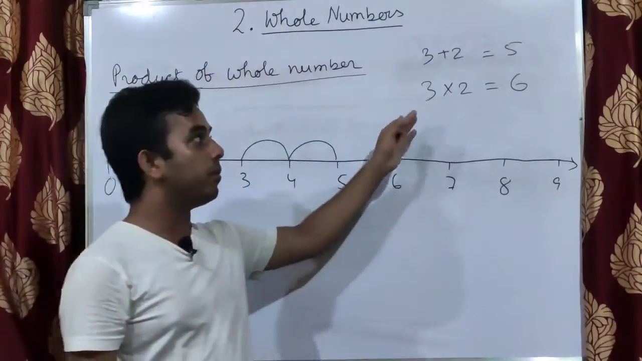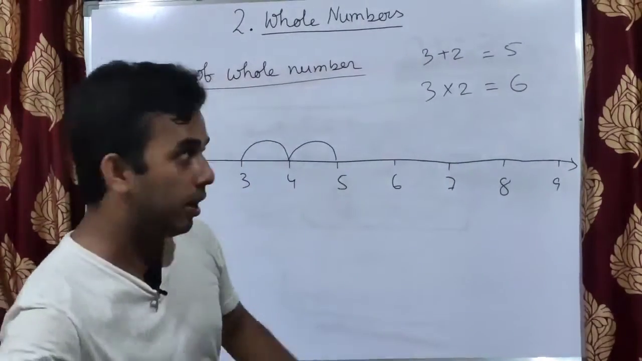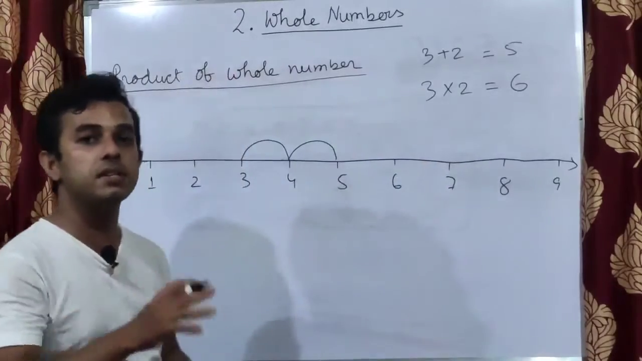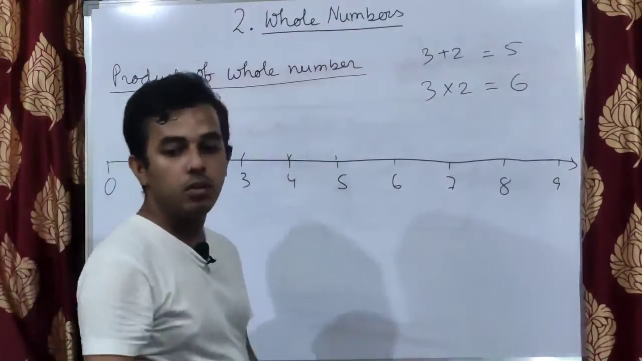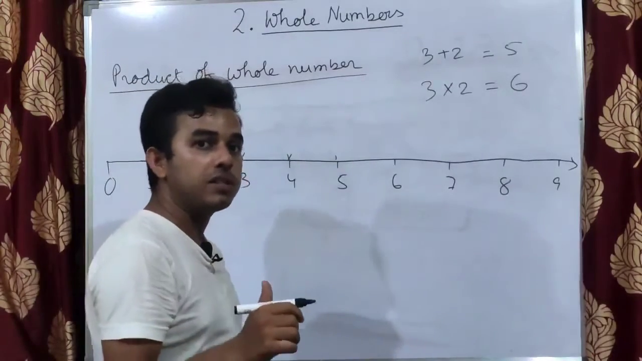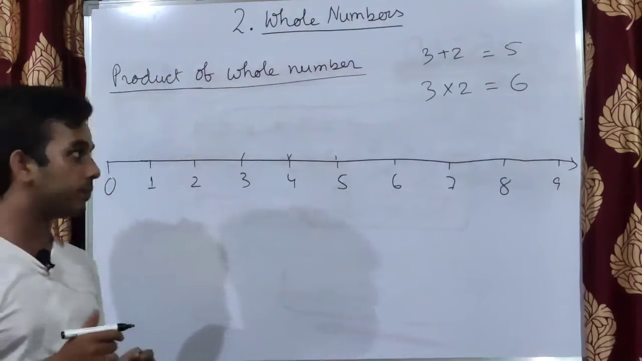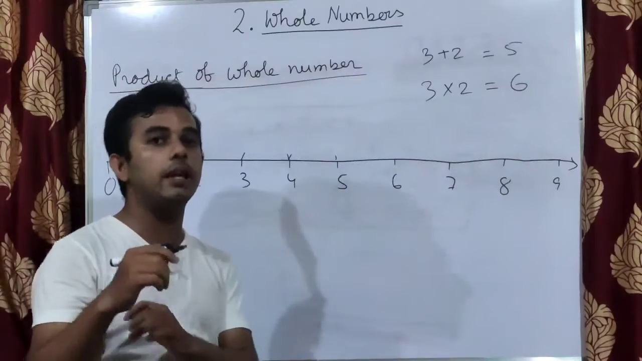5. Now in multiplication, what does this 3 represent? This 3 represents the length of a unit. That means this 3 represents the total length of the units.